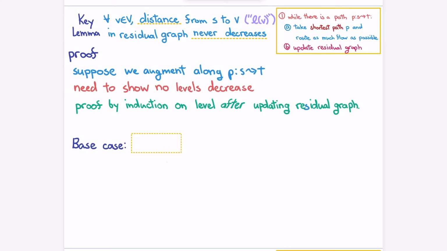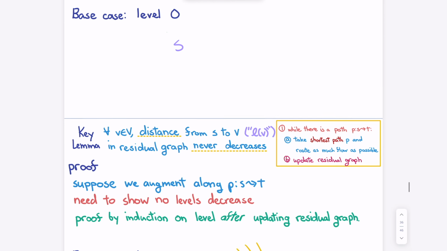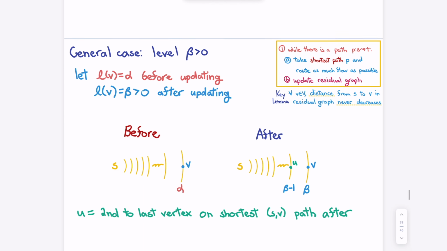Yeah, which is what's level equals 0? Level equals 0, that's only S. S will never change. Okay, so let's do the interesting case.